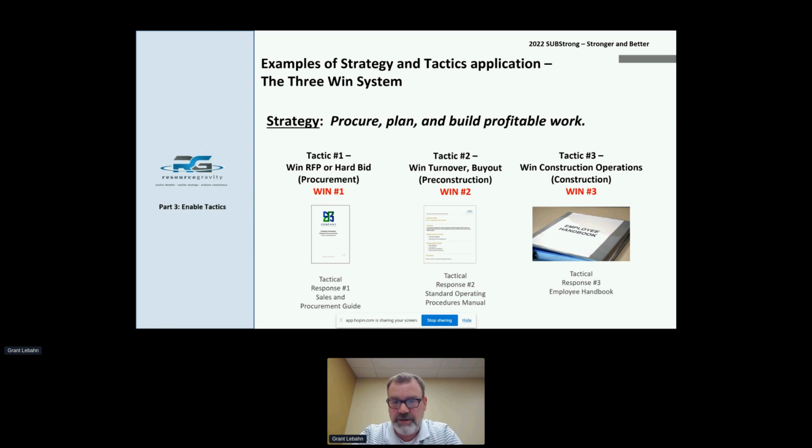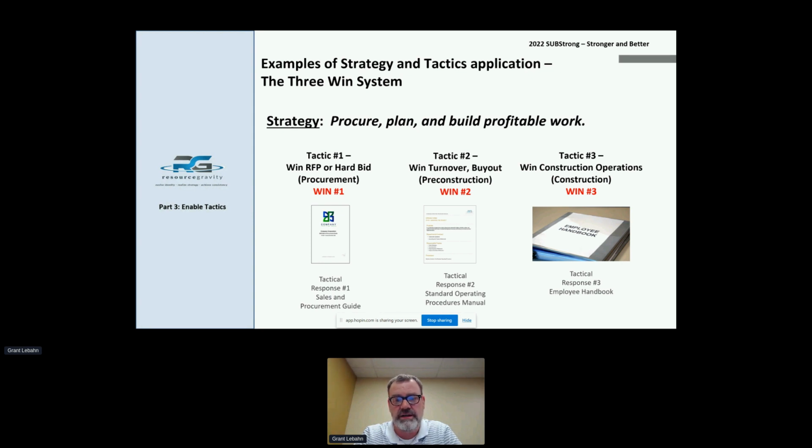Tactic number 2, in pre-construction, would be to build a standard operating procedures manual, because pre-construction or turnover can sometimes be a little challenging. We don't start our work there. It's kind of an in-between space, a little gray zone. We're always asking how we get a bid to a turnover to a win. For general contractors it's procurement to pre-construction to construction; for us it's procurement to turnover to construction. So this turnover phase might need some better manual ideas.